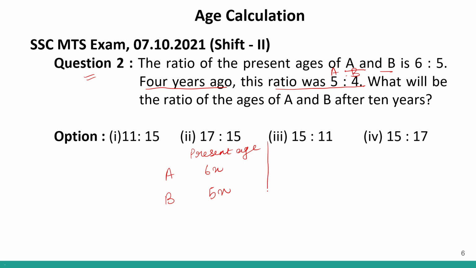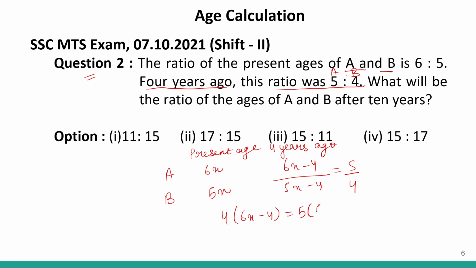So, 4 years ago, what will be their ages? 6x minus 4 and 5x minus 4. And the ratio was 5 is to 4. So, this is an equation that we get. Can we solve this equation to get the value of x? Yes. So, if I solve this equation, I'll get 4 into 6x minus 4 equals 5 into 5x minus 4. This is how we solve. We take this here and we take this here.